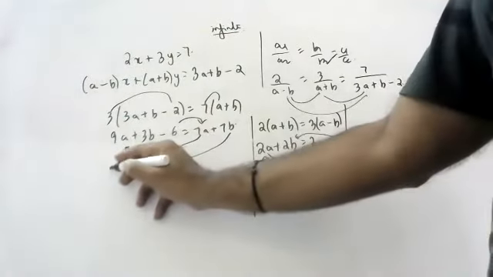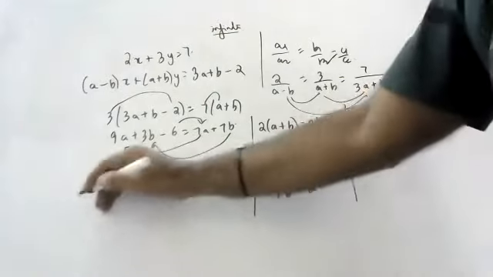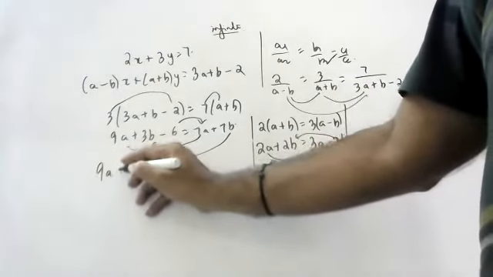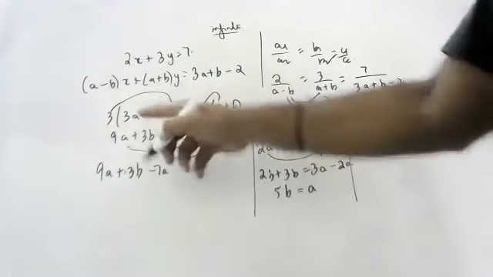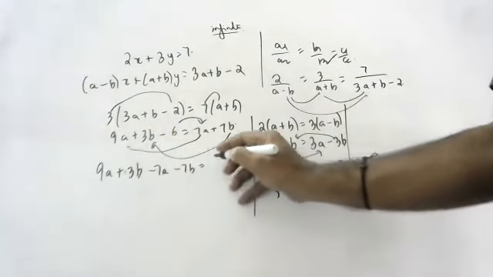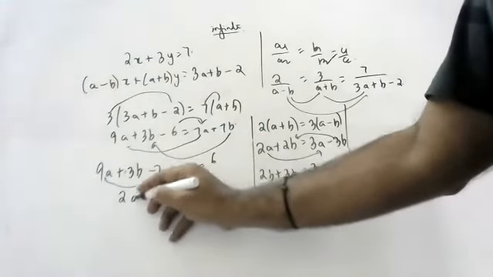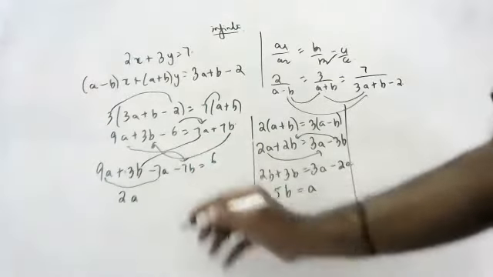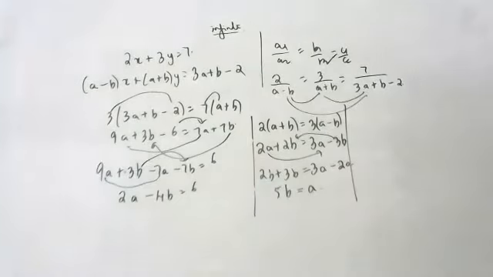9a minus 7a is 2a. 3b minus 7b is minus 4b. The minus 6 becomes 6. So 2a minus 4b is equal to 6.